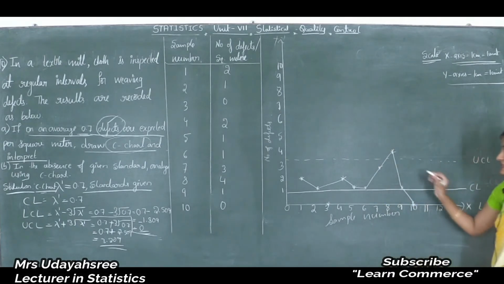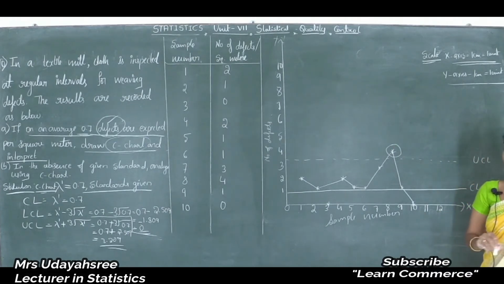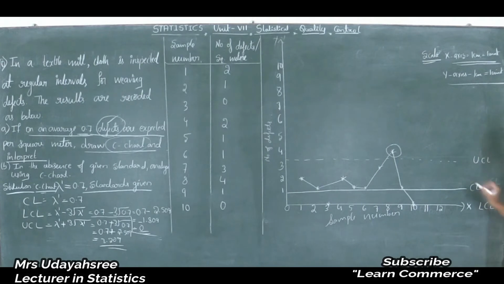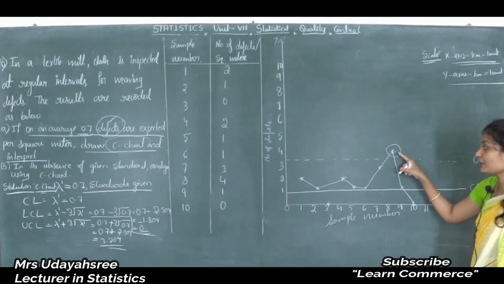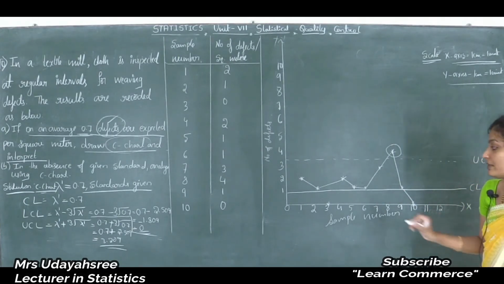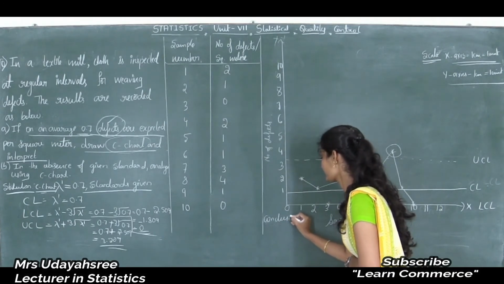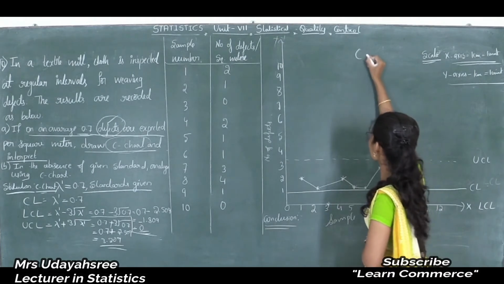Okay, now see here, you can observe here one point lies outside the control limit. See, this is upper control limit and this is lower control limit, and here one point lies outside the control limit in the control chart. Therefore, here the production process is out of control. Therefore, the conclusion is like this. Okay, this is C chart.